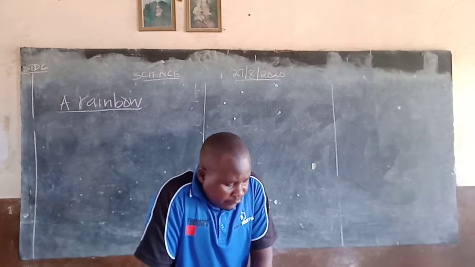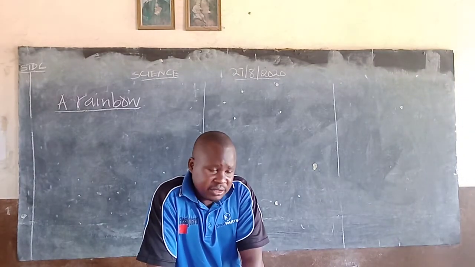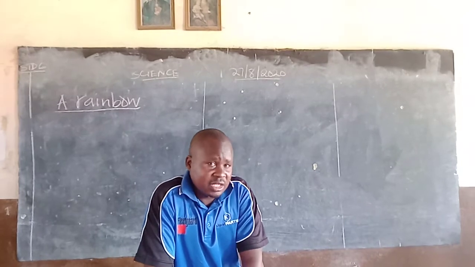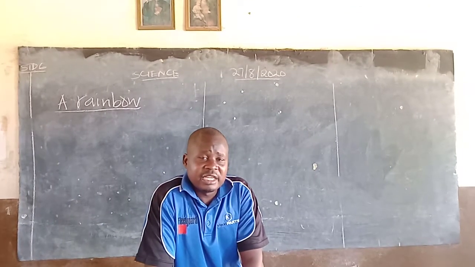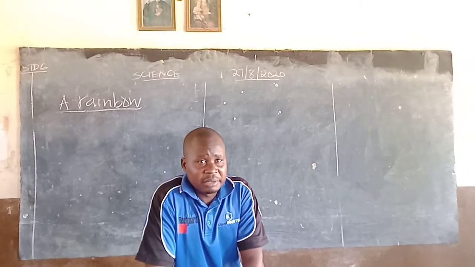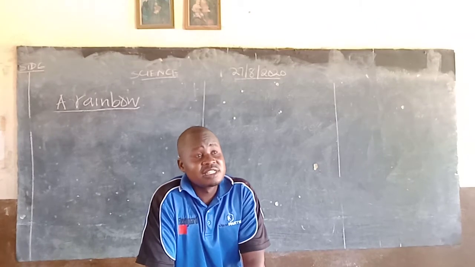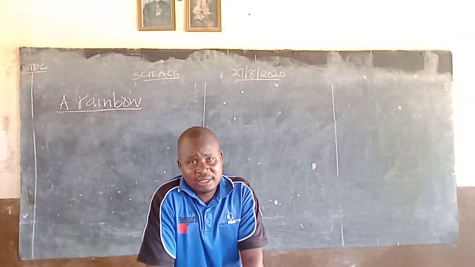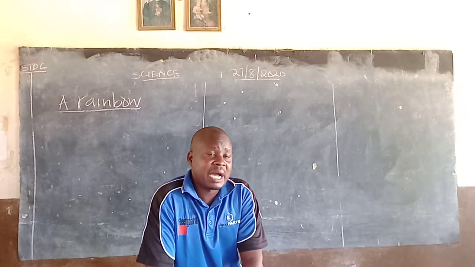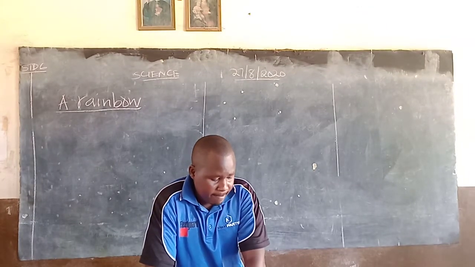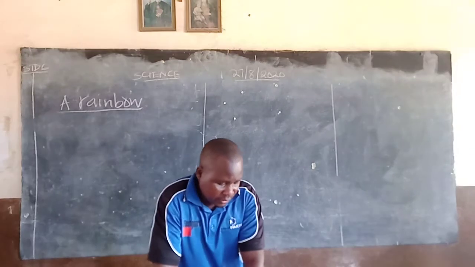Now, it can only be formed when the sun is shining and at the same time it is raining. That is natural. Or early in the morning when the sun is rising and it is raining in the west side, then you will find that a rainbow is formed at the west part. Why? Because of the droplets and the rays of the sun.